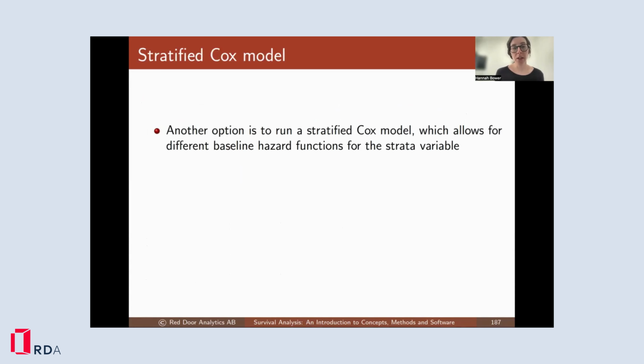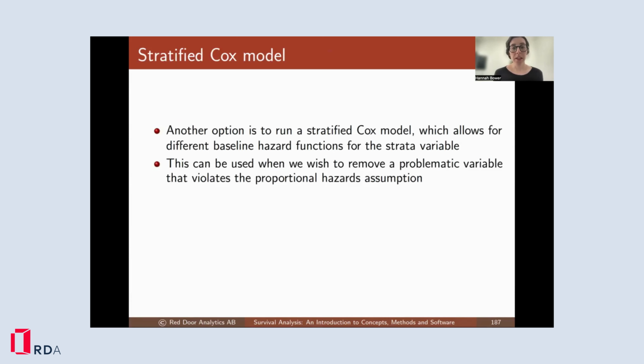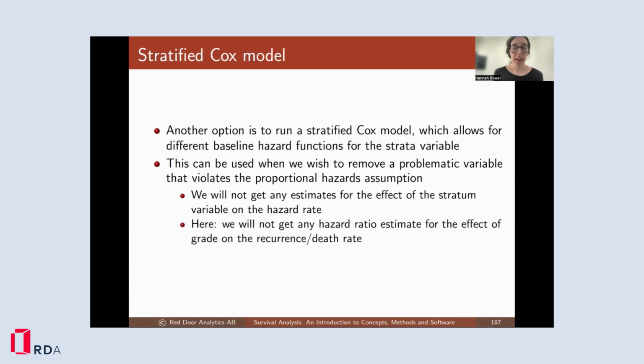And then the last option is to run a stratified Cox model, which allows for a different baseline hazard function for the strata variable. So this can be used when we wish to remove a problematic variable that violates the proportional hazards assumption. We will not get any estimates for the effect of the stratum variable on the hazard rate or hazard ratios. Here, we will not get any hazard ratio estimate for the effect of grade on the recurrence or death rate.